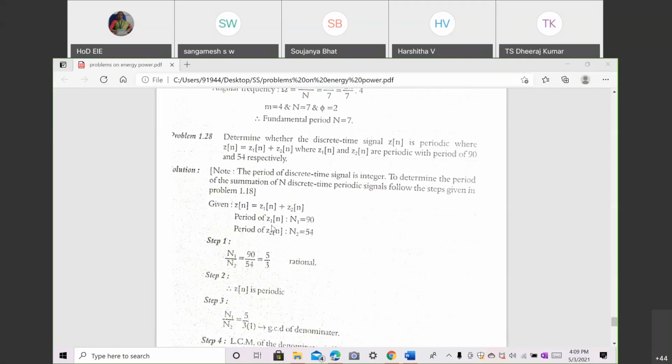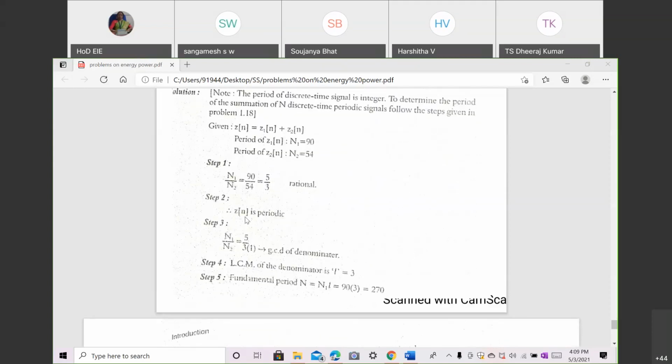Then the period of z1(n) is 90. Period of z2(n) is 54. Then the ratio n1 by n2, that is 5 by 3, is a rational number. Therefore, z(n) is periodic.